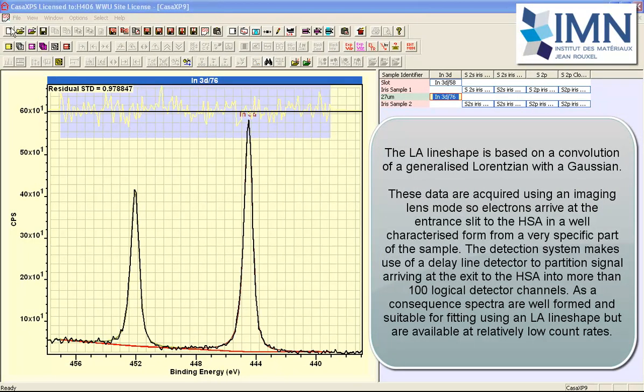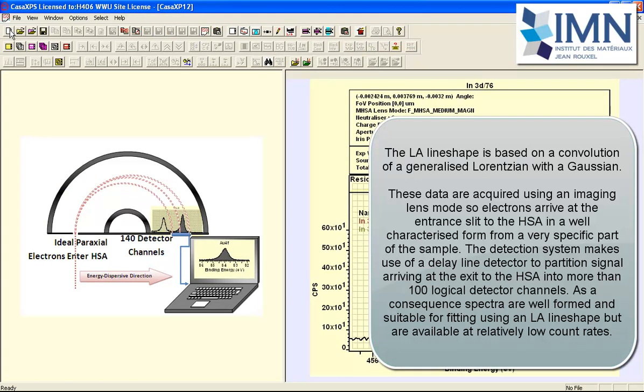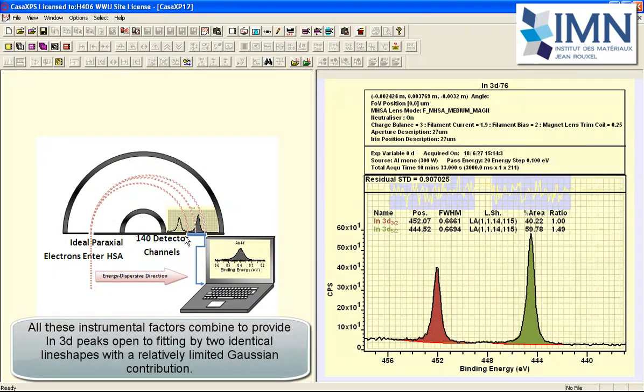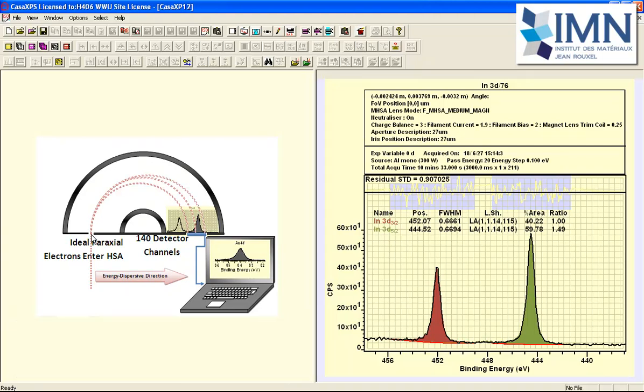So the question is, why does the LA line shape work so well for these data? And the reason it works is because we have an instrument that collected these data that has a multiple detector system. And that's the first point. The second point is that these data were collected using a 27 micron aperture, which means that the signal going into the entrance slot in the analyzer is very well defined. So we have a relatively small area of signal entering the analyzer, and we have the ability to see at a very fine level the signal as it arrives at the detector, which is split between, in this case I'm indicating 140, but some instruments have 128, logical detector channels that divide up the detector and effectively provide a small aperture into the detector that then transfers signal into the data system.